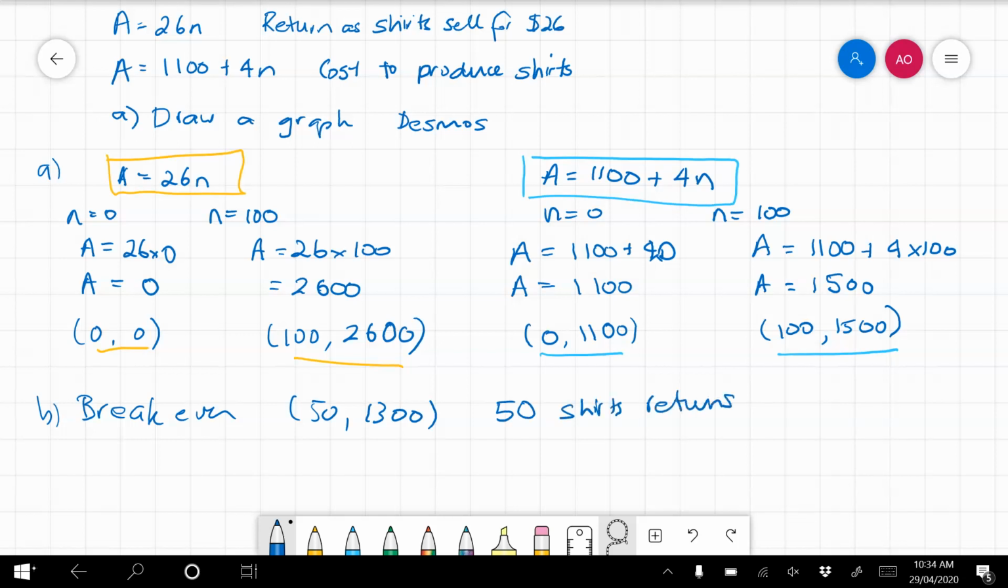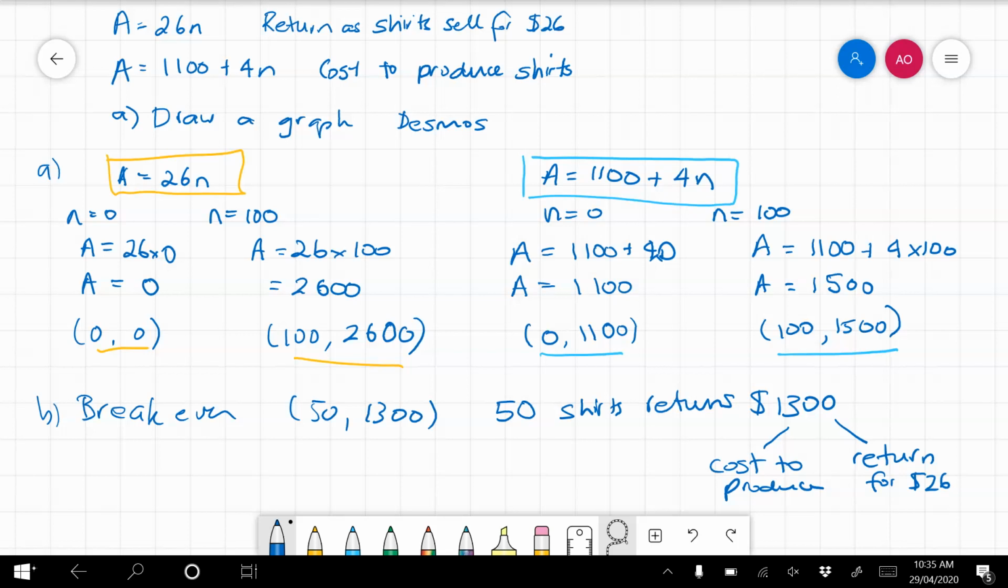returns $1,300, and also would cost me 1,300. So at 50 shirts, it costs me this amount to produce, and I also get that same return when I sell them for $26 each. So at 50 shirts, this number is the same. So that's when we break even.